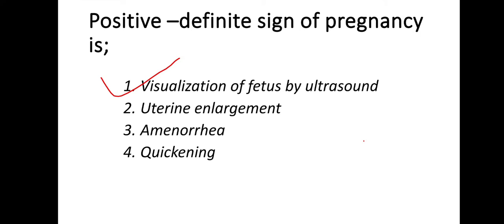During pregnancy, we have a couple of groups of signs, no? We categorize them into 3 groups. First is presumptive signs of pregnancy. Next one is the probable signs of pregnancy. And third one is the positive or definite signs of pregnancy.